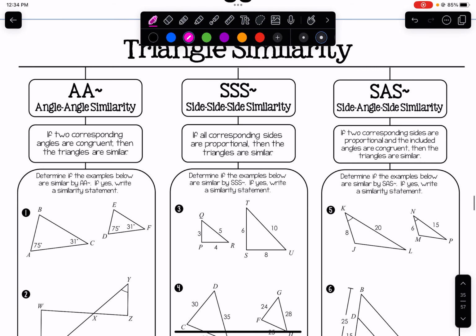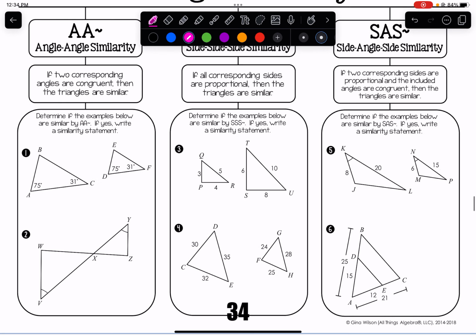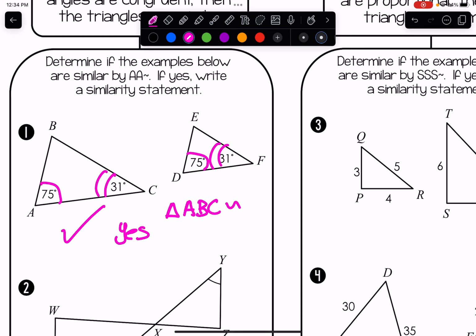Now there are 3 ways that we're going to be talking about proving triangle similarity. So we have angle, angle. If 2 corresponding angles are congruent, then the triangles must be similar. So if we look here, I have 2 congruent pairs of angles. So yes, we would know that triangle ABC is similar to triangle DEF.